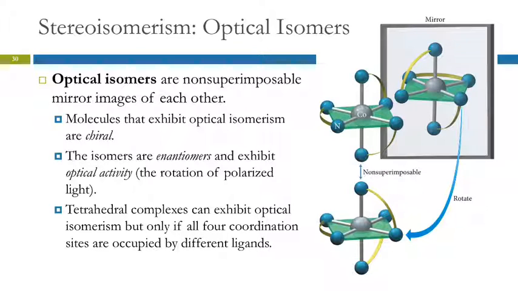So we'll see this in octahedral complex ions. It's possible in tetrahedral complexes, but only if you have four different ligands. That's what happens in organic chemistry with carbon. If you have four different things attached to the carbon, you get a chiral molecule, and it can either be right-handed or left-handed.